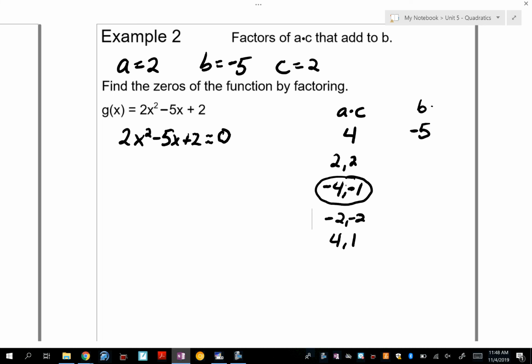Since A is not 1, I need to write down 2x squared again. So rewrite 2x squared. But do you guys see the negative 5x? I'm actually going to expand that to be minus 4x and minus x. Does everyone see where I got that? I circled negative 4 and negative 1 and used that to break up negative 5. And then rewrite the plus 2.